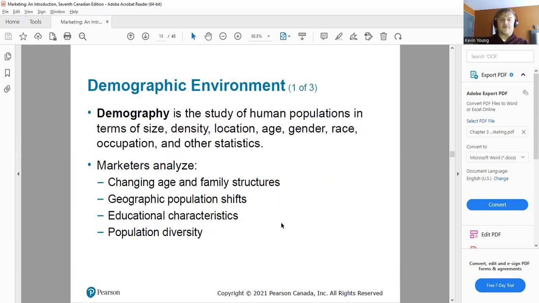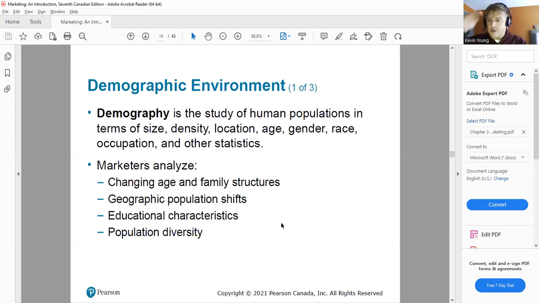And here we go, the definition of the demographic environment. So it's the study of human populations in terms of size, density, location, age, gender, race, occupation, and other stats. They are the demographics. Marketers, or people who work in marketing, what do they analyze? They look at changing age and family structure. They look at geographic population shifts, educational characteristics.